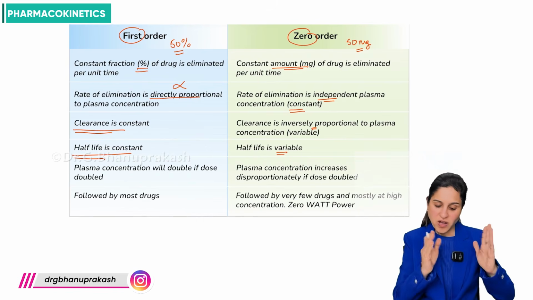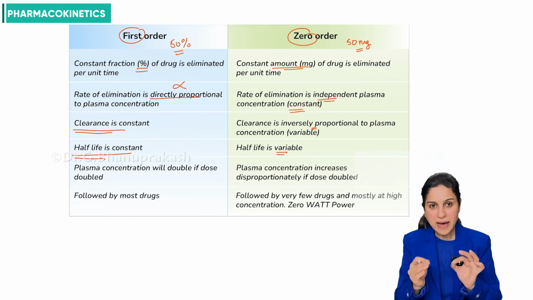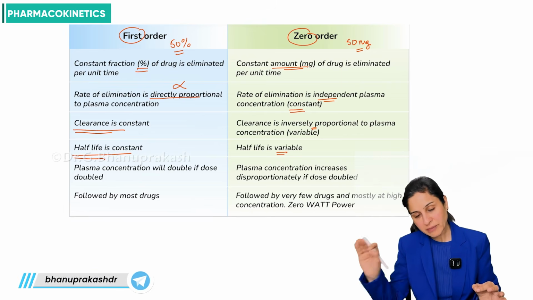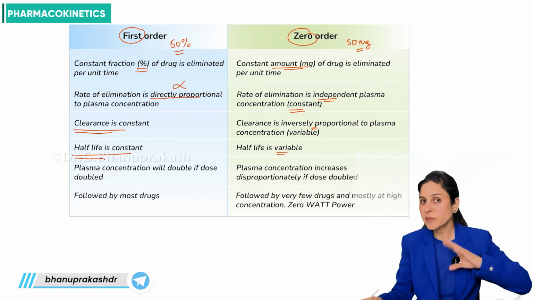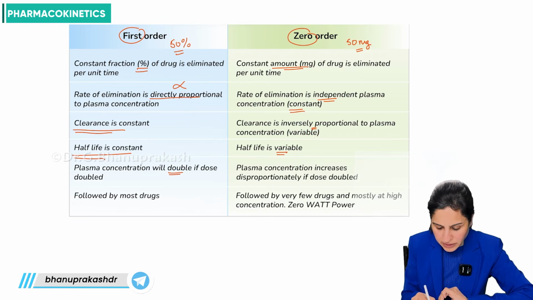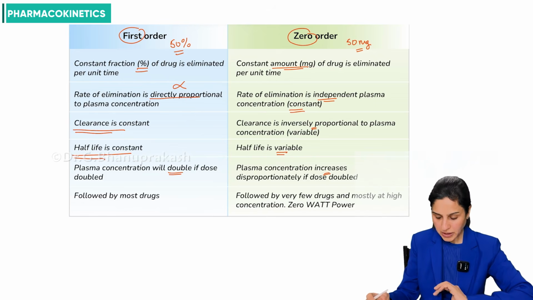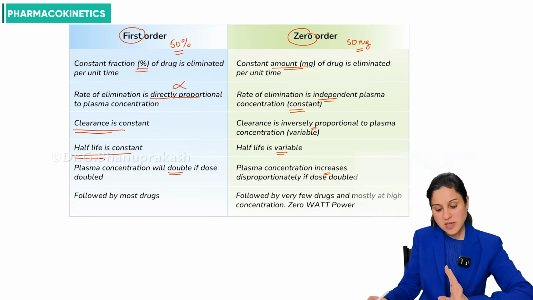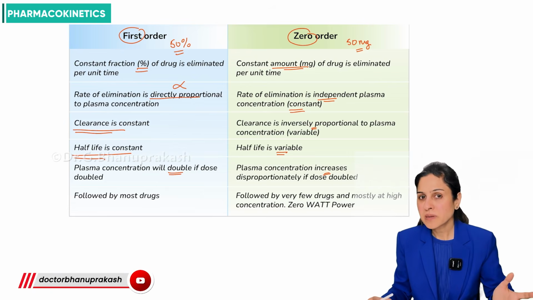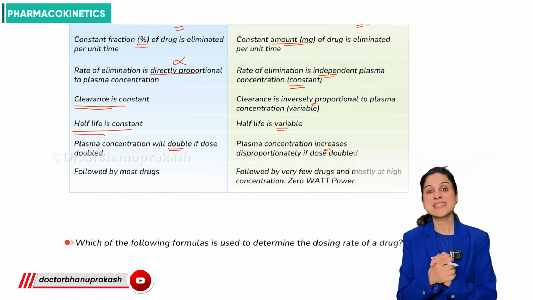So first order and zero order will be opposite. If one parameter is constant for first order, it will definitely not be constant for the other. It will be variable in the other. If it is constant for zero order, it will be variable in the first order. So remember that. Plasma concentration will be doubled if the dose is doubled, but here there is a disproportionate increase in the plasma concentration. So first order is a good kinetics followed by almost all the drugs. We don't have to remember the general rules, but we should always remember the exceptions to the rule.